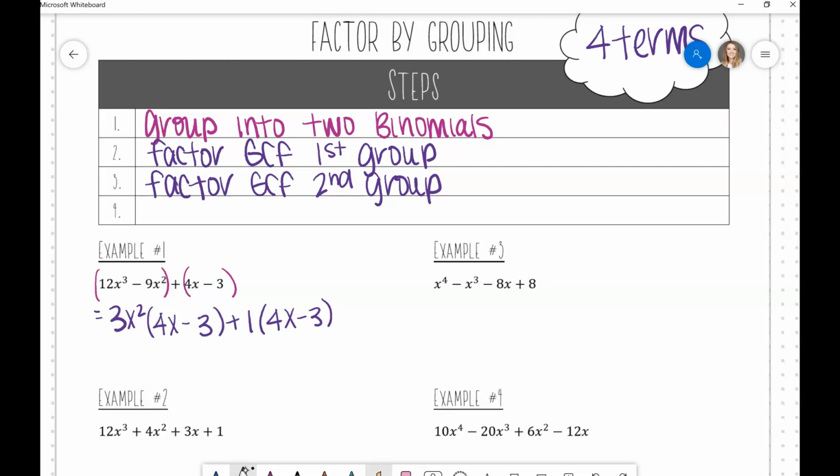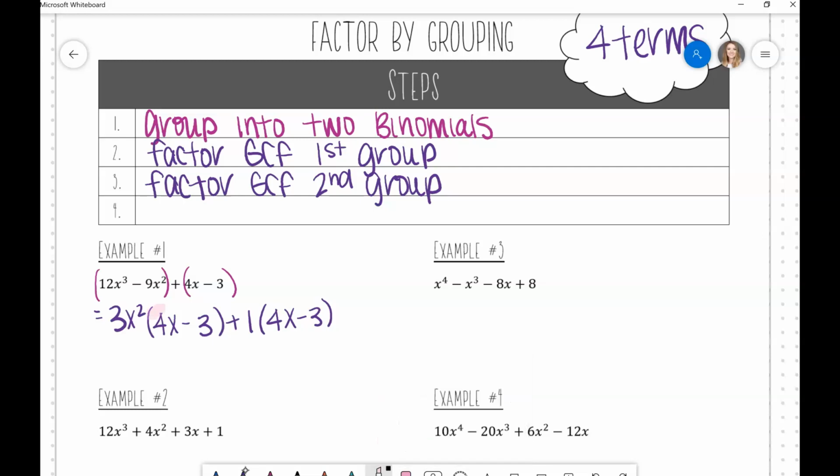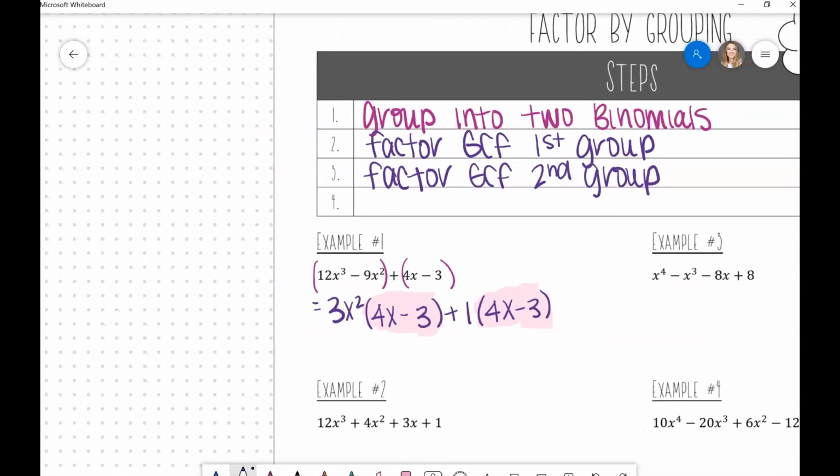Now our last step is a little harder to see. But if you look, this is considered one big term because they're being multiplied. And that has a 4x minus 3. As well as this other piece of it here has a 4x minus 3. So here we're going to go off to the side and do a problem similar to it.